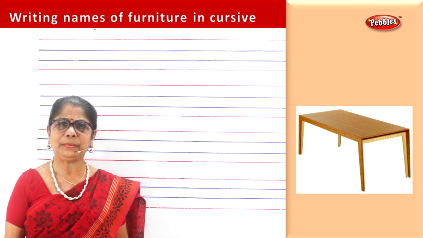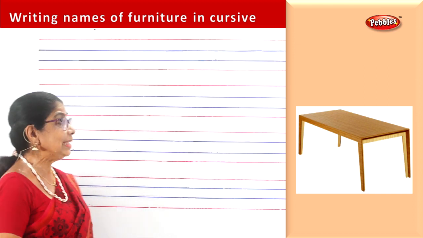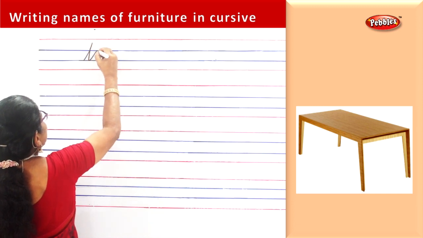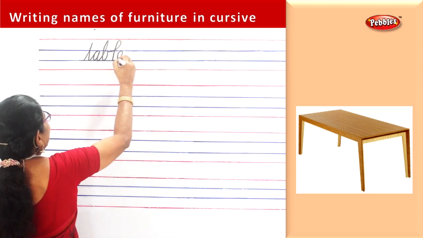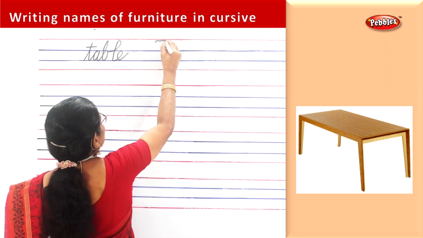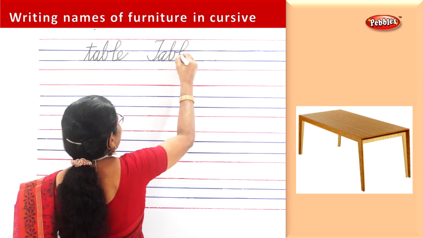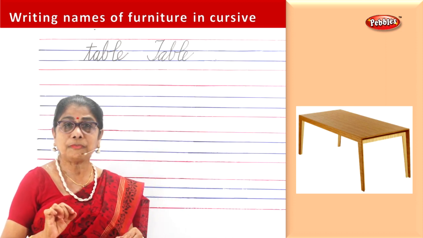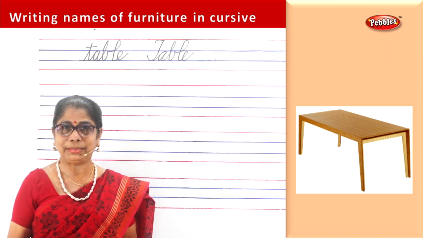Spell table for me. Table, table. Shall we write? Yes, table, table. Let's write the T capital. T A B L E, table. What do you use the table for? For writing, to keep the things. If you want to write nicely, you have to have a table.